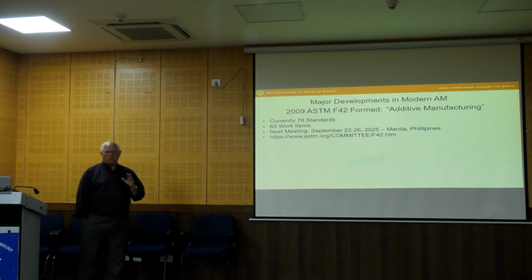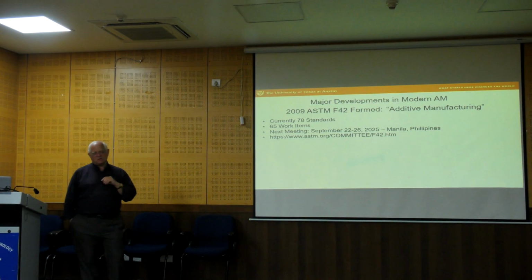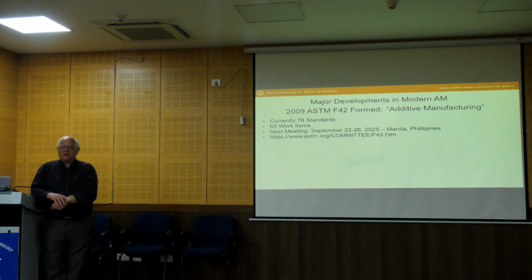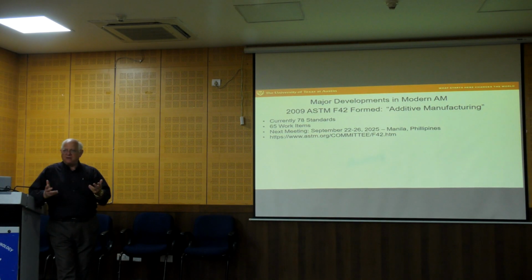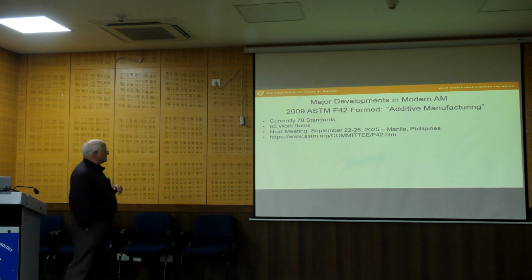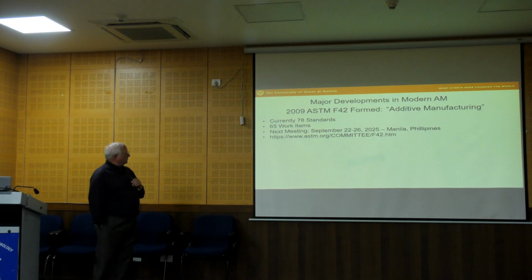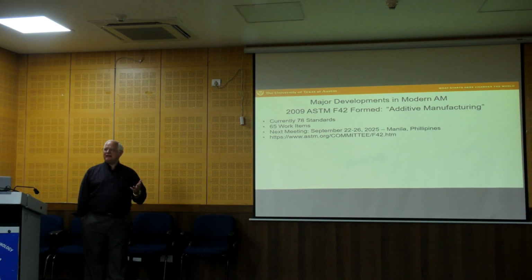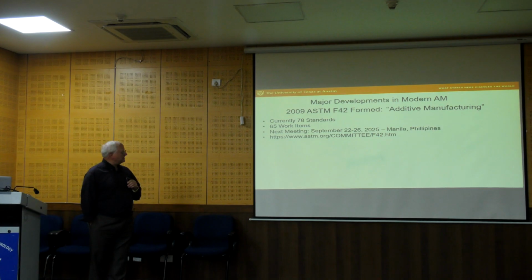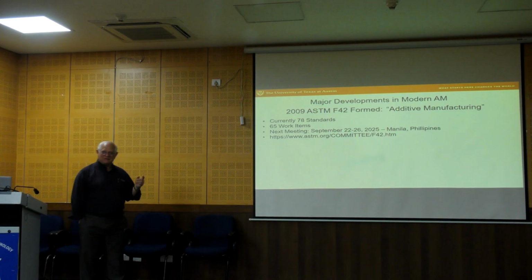Moving a little bit towards modernity, what's going on now. One of the big historical events was the formation of ASTM F42. It's an additive manufacturing standards development committee, and they have 78 standards. It was formed in 2009, so it's been about 15 years now. We have 65 items in the works. The next meeting, everyone's invited. It's an open meeting. It's going to be in September in Manila. I will be there, and I hope we can welcome you there as well.